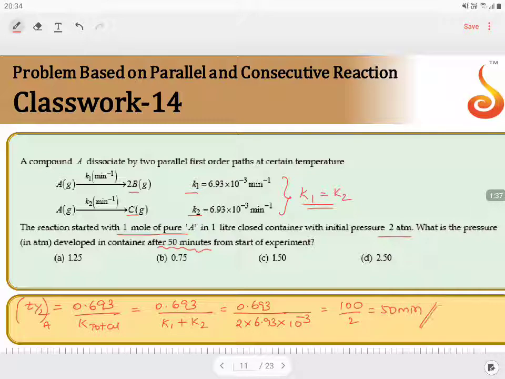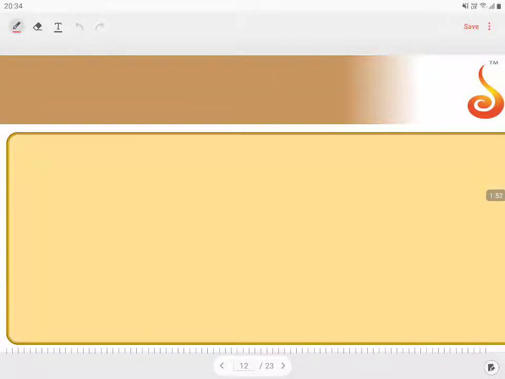Now you can see the time 50 minutes is related to the half life of A. Now we have got the first point. There is a relation of 50 minutes with respect to A, it is the half life period of A. Now let us solve this particular one taking a simple logic. A is giving you 2B and giving you C. This is our equation.